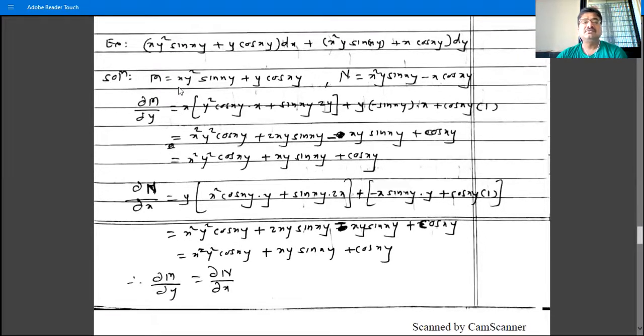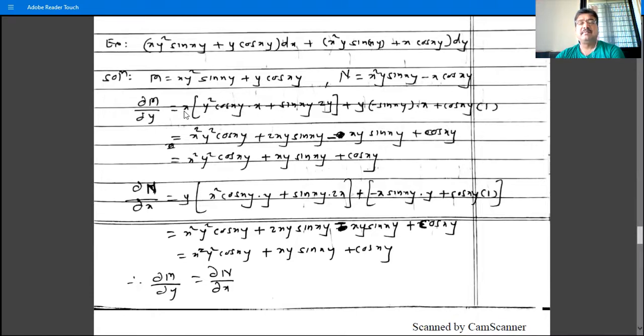The derivative is with respect to y, which means this x is constant. The derivative of y square sin(xy) is by using the u into v rule. So y square times the derivative of sin(xy), which is cos(xy) into x, plus sin(xy) times the derivative of y square, which is 2y, and then plus y cos(xy), whose derivative is by using the u into v rule. So y times the derivative of cos(xy), which is minus sin(xy) into the derivative of xy with respect to y, which is x, plus v, that means cos(xy), times the derivative of y, which is 1.